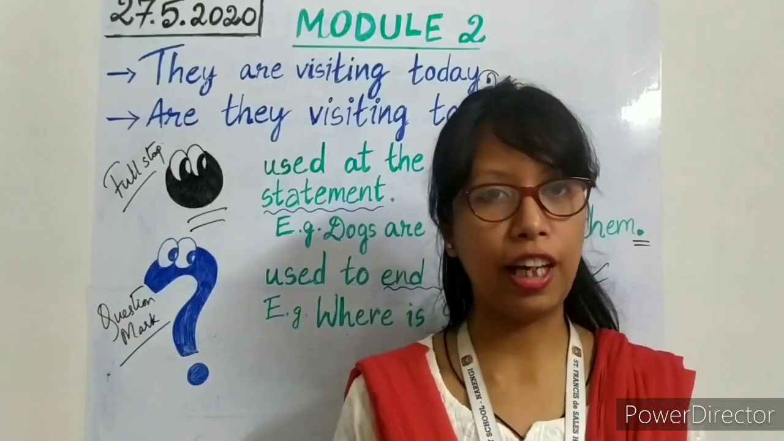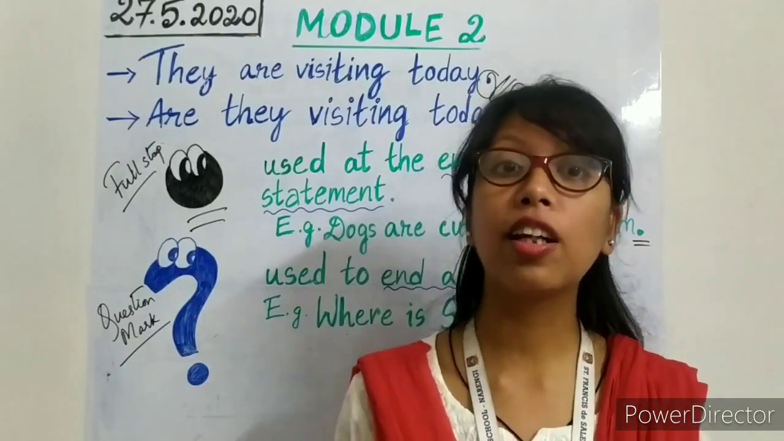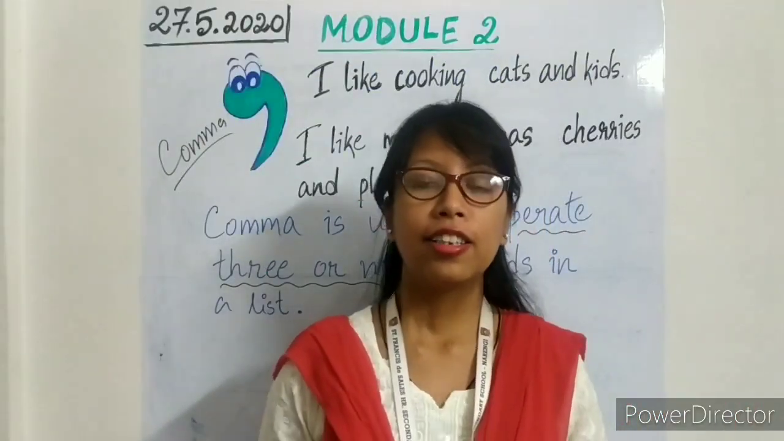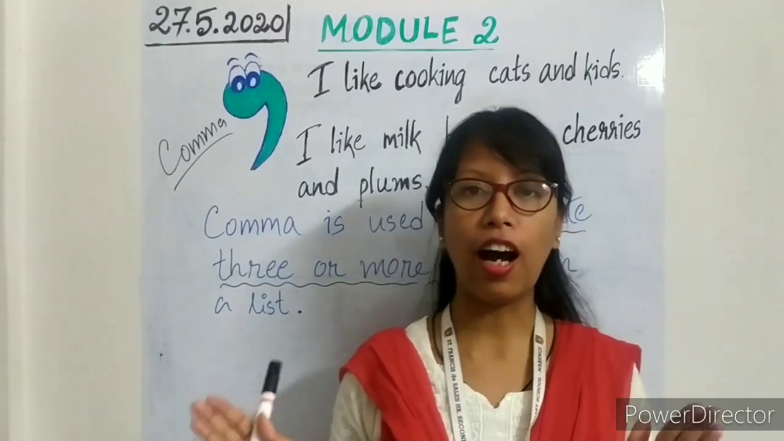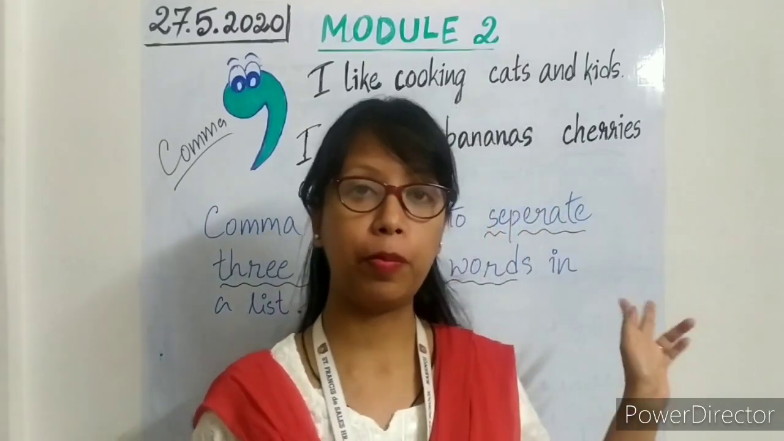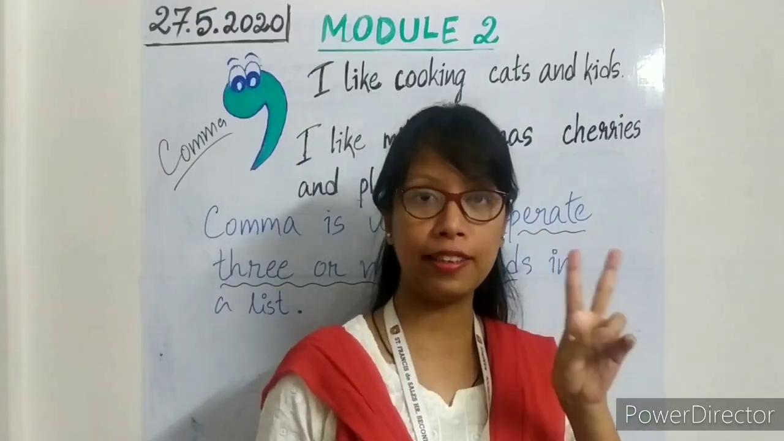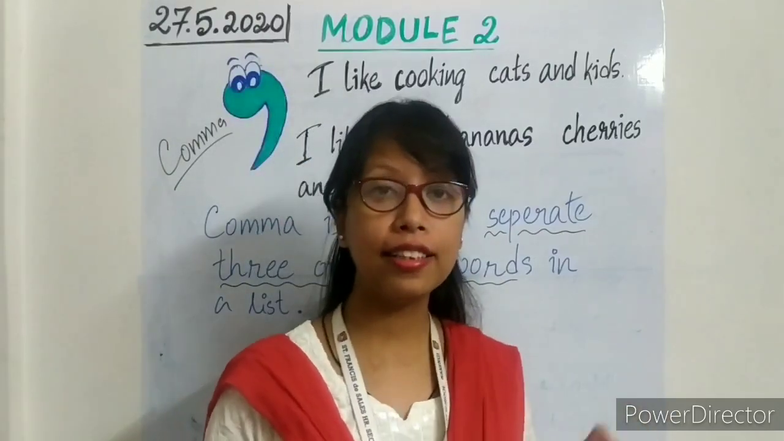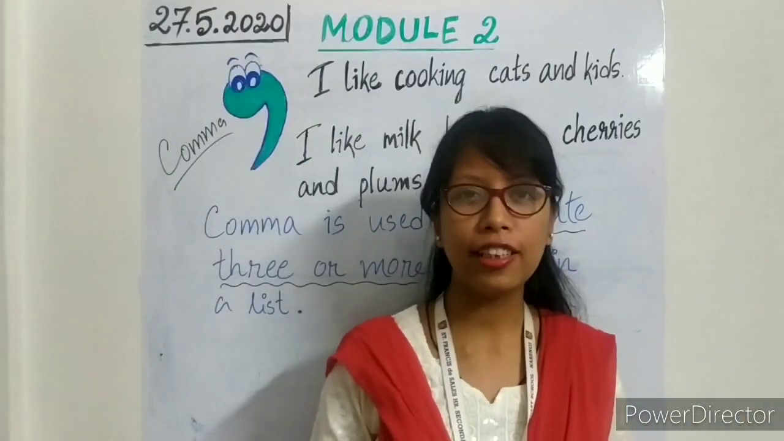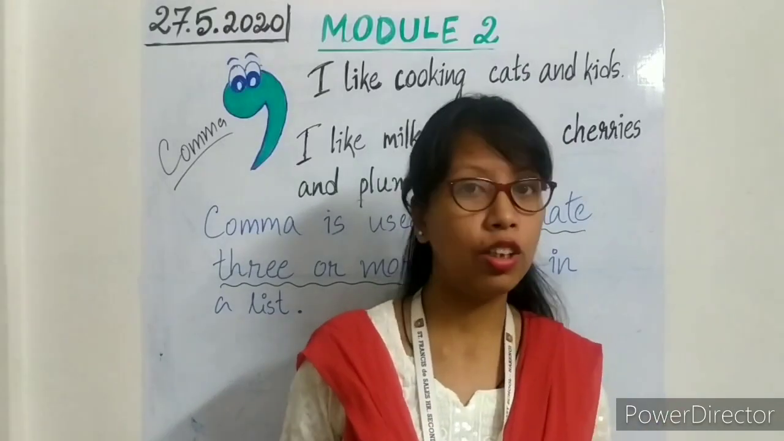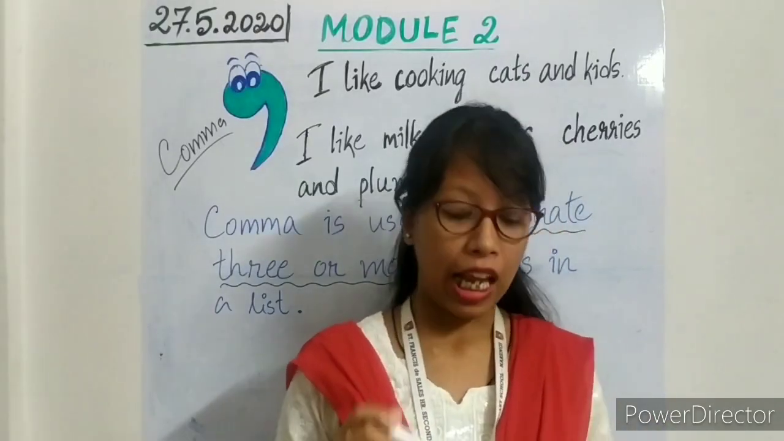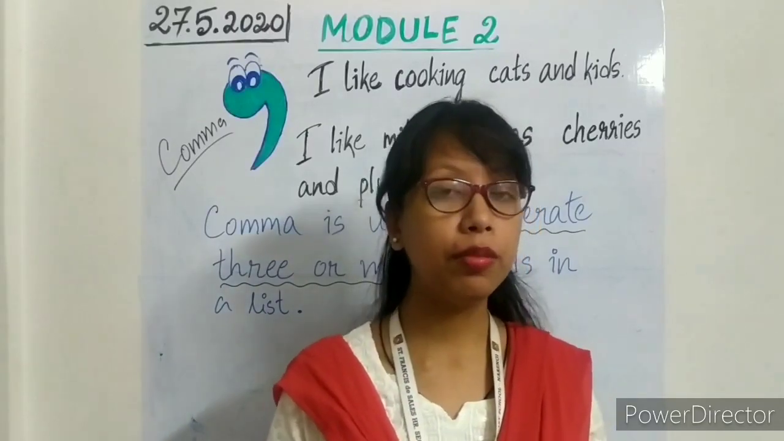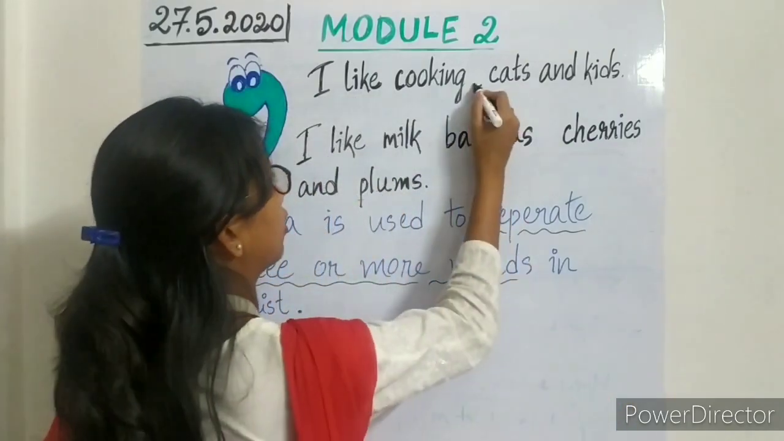Now let's move on to the next punctuation mark, that is the comma. The last punctuation mark is the comma. Before going to the explanation, I would like to focus you on the blackboard where I have written two sentences. The first one is, I like cooking cats and kids. Now does this sentence give us any meaning? No, definitely not, right? As soon as we add the comma in this sentence, the meaning of the sentence becomes different. So let's try it.